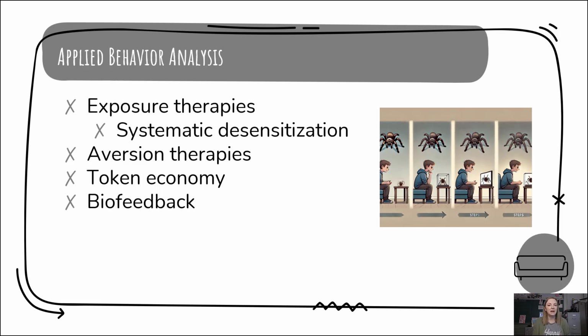Another form of applied behavior analysis is biofeedback, and this is a technique that teaches individuals to control physiological processes such as heart rate, muscle tension, and brainwave activity by providing real-time feedback. The goal is to gain voluntary control over these processes to improve physical and mental health. A person who has chronic migraines might use biofeedback to learn how to relax specific muscle groups or regulate breathing patterns to reduce the frequency and severity of migraines.